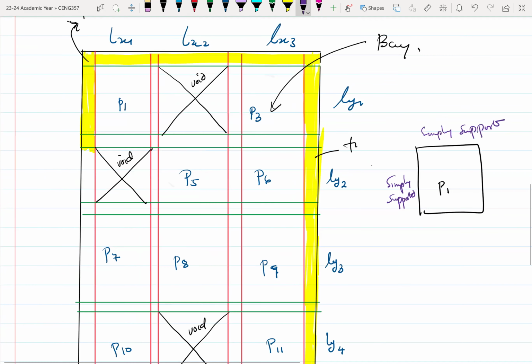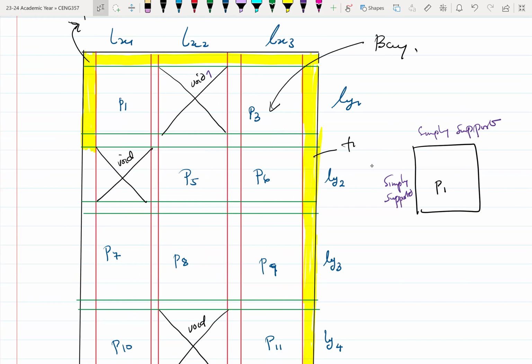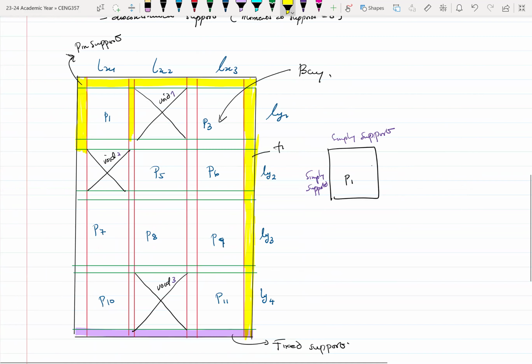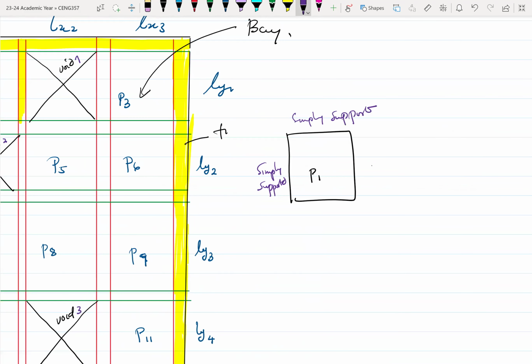And because there's a void, let me call this void 1, void 2, void 3. Because of void 1, it means that on the right of the panel, this beam over here doesn't have a panel or a slab on the right. So the beam at that point is also a simply supported beam. All right. So here you also have a simply supported beam. Let me just say simple support, simple support.